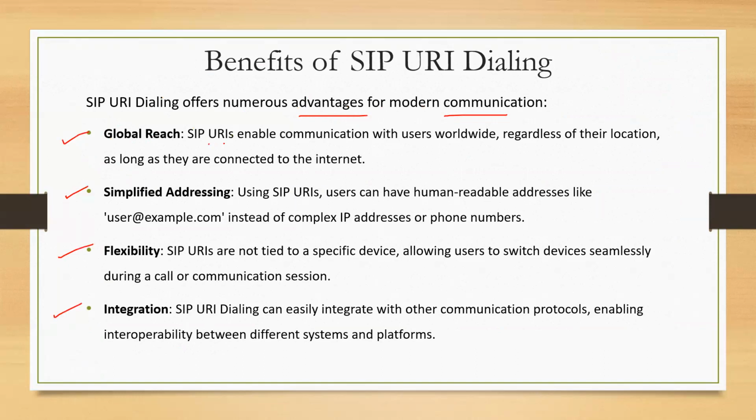Global reach means SIP URIs enable communication with users worldwide, regardless of their location, as long as they are connected to the internet. So they must be connected to the internet. This SIP URI has a global reach. You can use it worldwide, regardless of the location. Simplified addressing means using SIP URIs, you will have human readable addresses like user@example.com, which we already discussed earlier, instead of complex IP addresses or complex phone numbers.